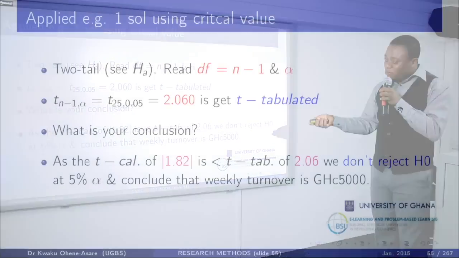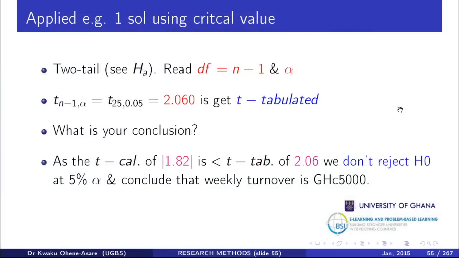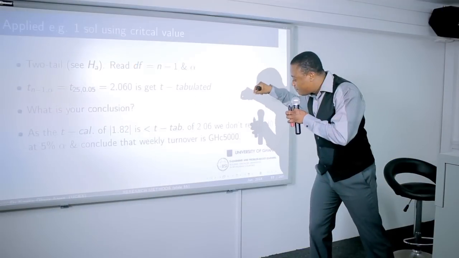Since the calculated, which is 1.82, is not greater, is rather less than the tabulated, which is 2.06, we don't reject the null. So what is our conclusion? We are concluding for the null. You see, if you are not rejecting the null, it means you are accepting it more or less. And what is the null saying? The null said that the turnover is what? 5,000. So we agree with that. Yes, indeed, the turnover is 5,000.